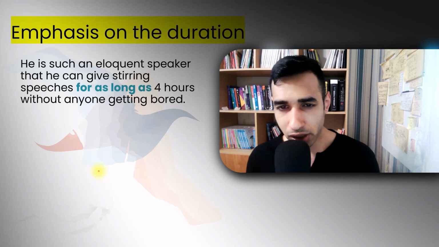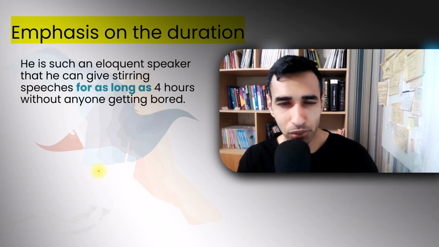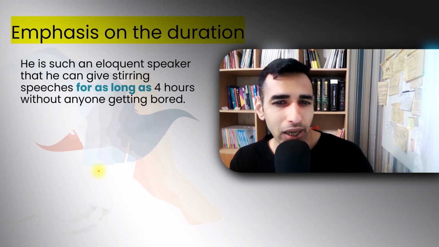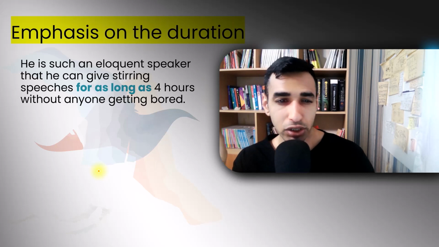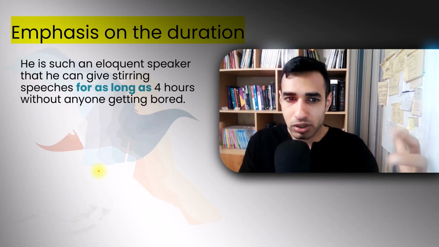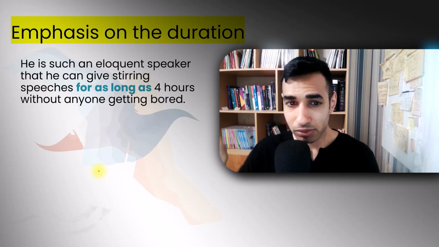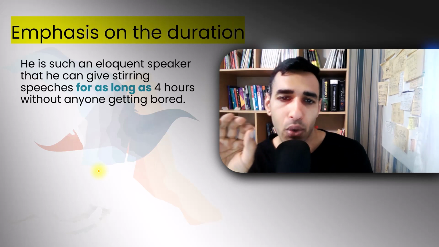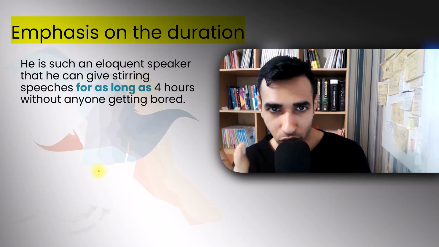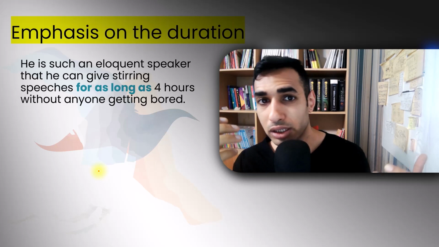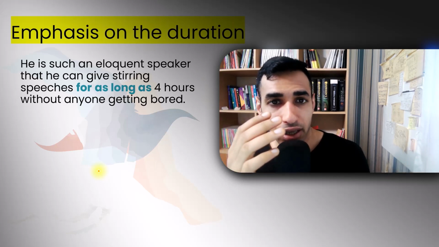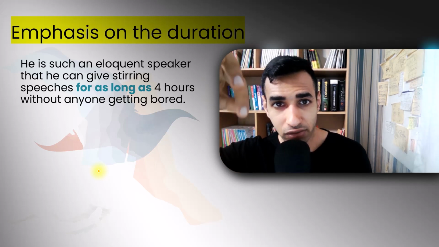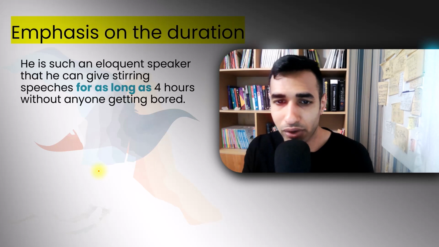He is such an eloquent speaker. Eloquent is somebody who speaks articulately, very good, and influences people. He is such an eloquent speaker that he can give stirring speeches for as long as 4 hours without anyone getting bored. So we are putting an emphasis on the duration of 4 hours. He is so good, he is so perfect that he can give speeches for as long as 4 hours. Emphasis on 4 hours without anyone getting bored.